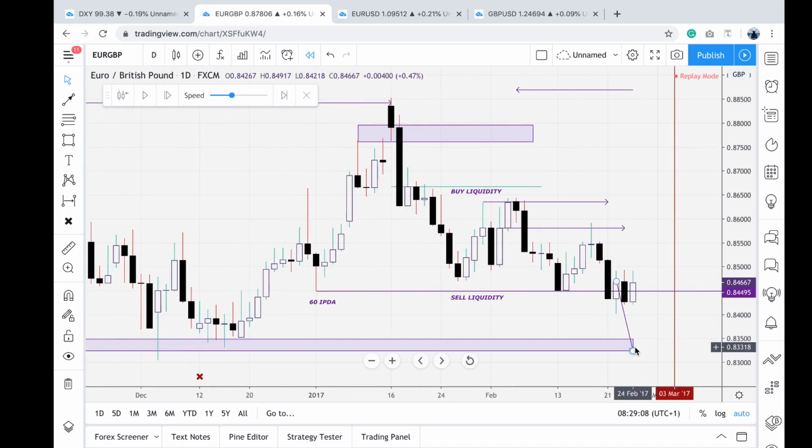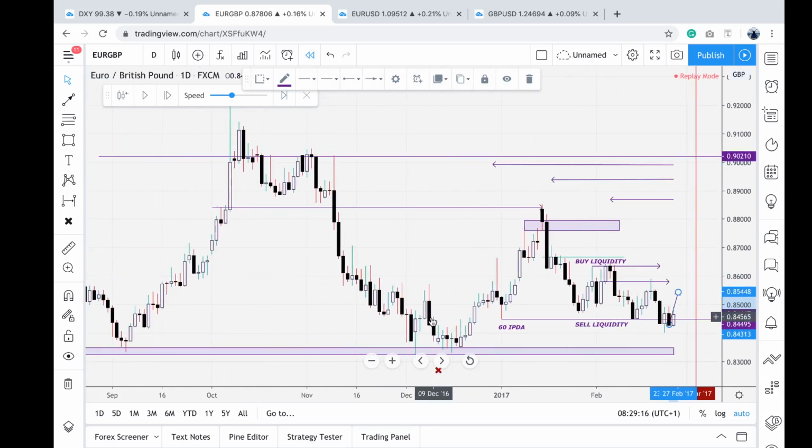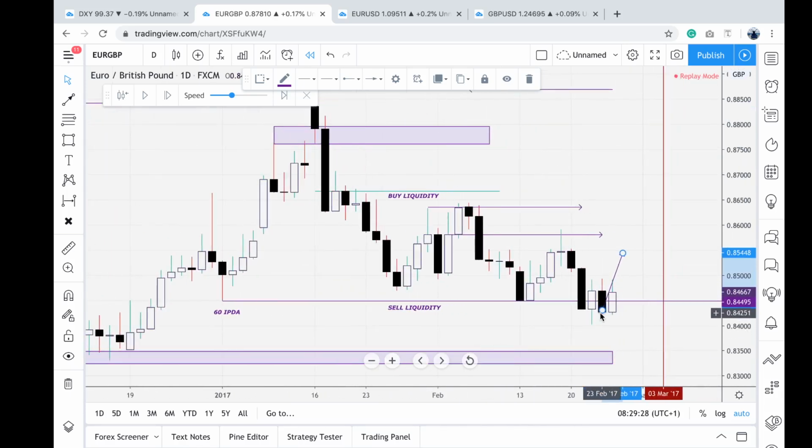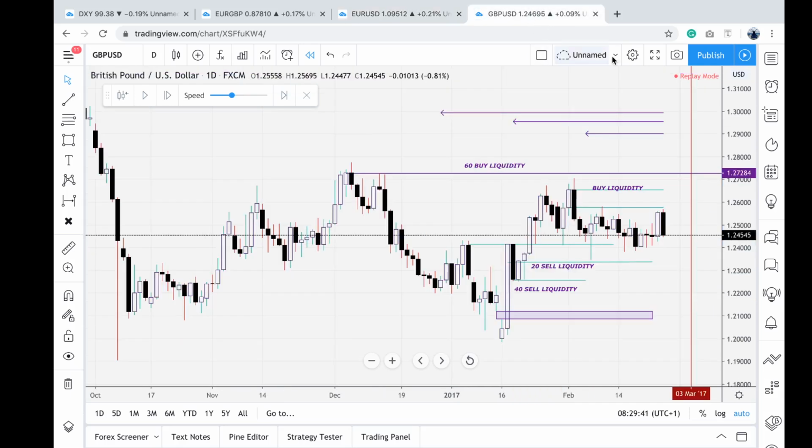So you could see higher prices on Euro Pound. If we consider this range, this range high, this range low, we are at a very deep discount level in terms of order block. So we could see a potential reversal around this level. So let's see what the market actually does. And Euro Dollar, we're at a very deep discount level too, relative to this range. So we want to start to look for buys at this level. British Pound basically remains the same. So let's actually see what DXY does.